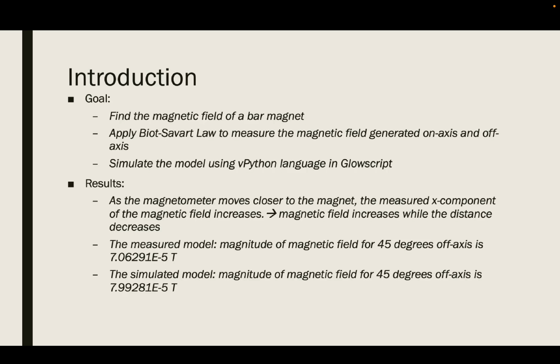The goal of this lab is to find the magnetic field of a bar magnet. By applying the Biot-Savart law and using the Python language, we can get the measured and simulated off-axis magnetic field of a bar magnet. Here are the preview results of this lab. Magnetic field increases while the distance decreases. The measured result of the 45 degrees off-axis magnetic field is 7.06291 e-5 teslas, while the simulated result is 7.99281 e-5 teslas.